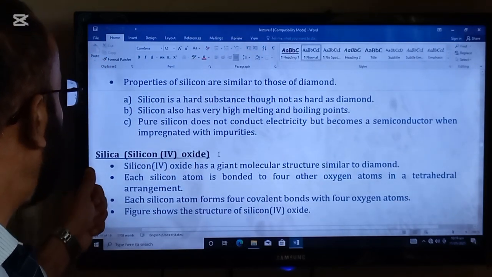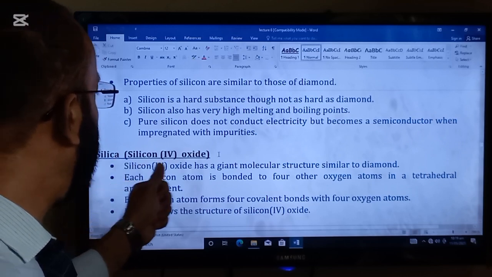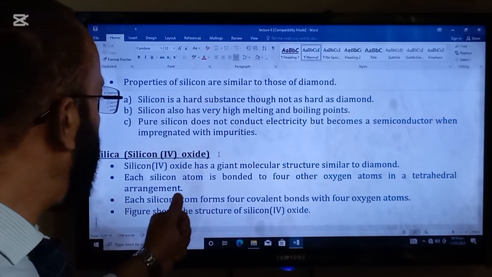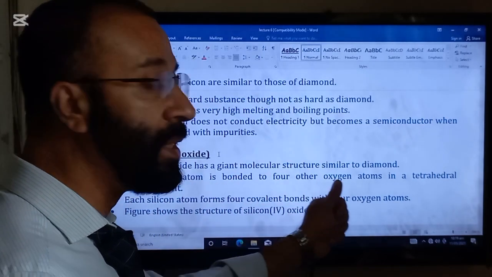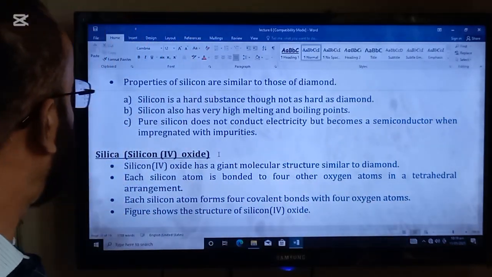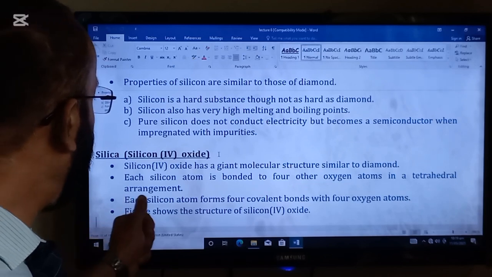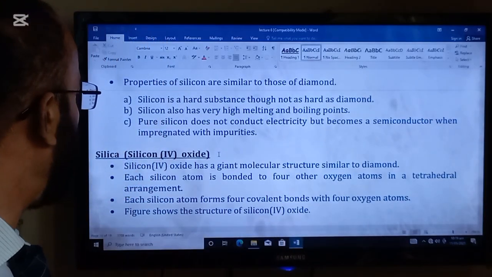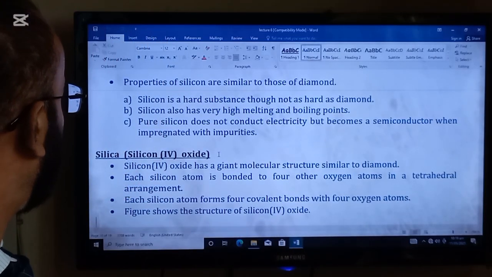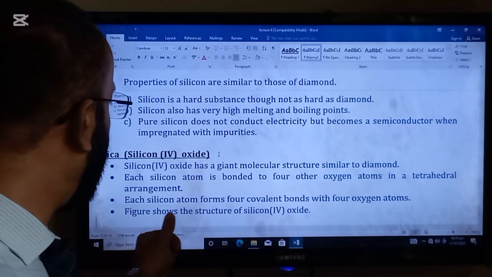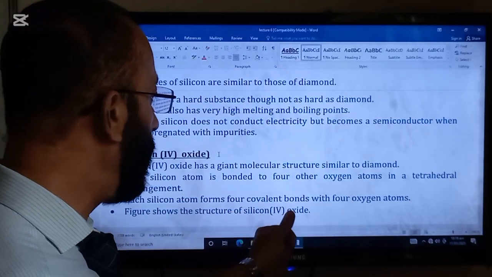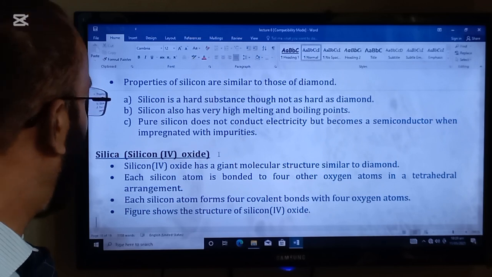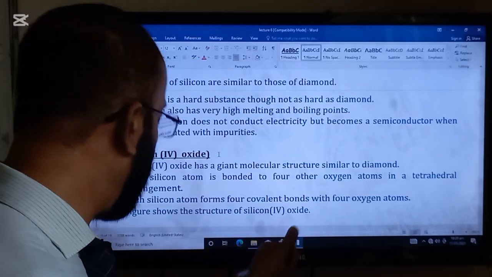Next topic is silica, that is also called silicon oxide. Silicon oxide has a giant molecular structure similar to diamond. Each silicon atom is bonded to 4 other oxygen atoms in a tetrahedral arrangement. Each silicon atom forms 4 covalent bonds with 4 oxygen atoms. Figure shows the structure of the silicon oxide.